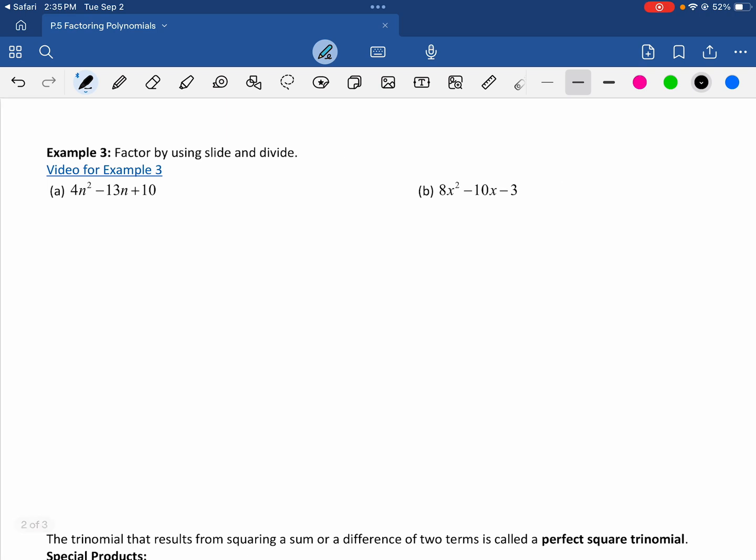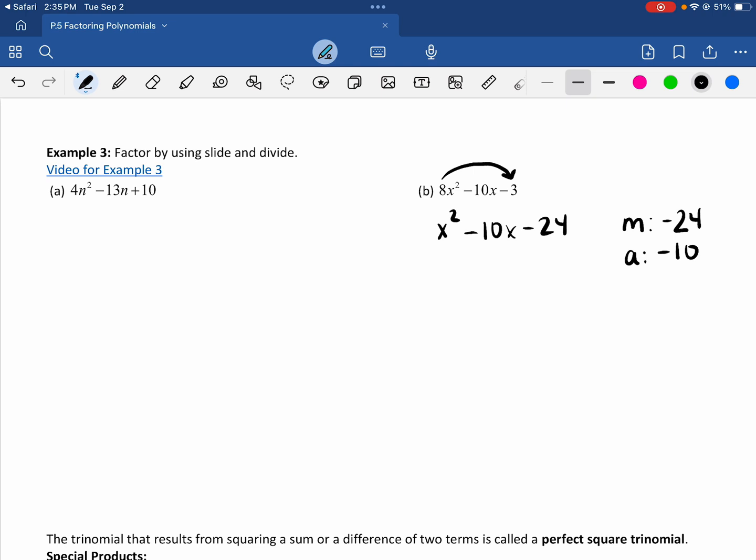The first one there is available in that video example. So I'm going to start with the second one to show you how slide and divide works. Like it says, slide, that means you slide and multiply the first term times the last term. So we're going to end up with x squared minus 10x minus 24. And then you're going to ask yourself, are there 2 numbers that I can multiply together that give me that last one, which was negative 24? And if I take the same 2 numbers and I add them together, I get the one that's in the middle, which is negative 10.